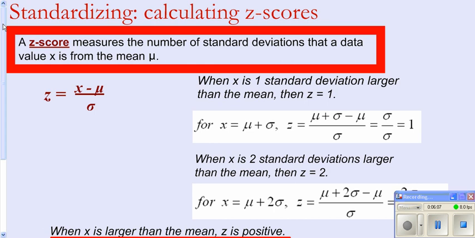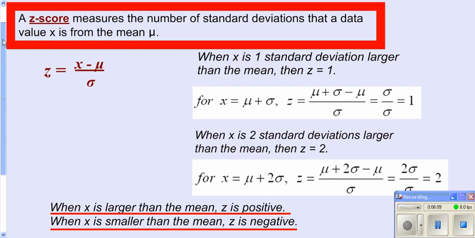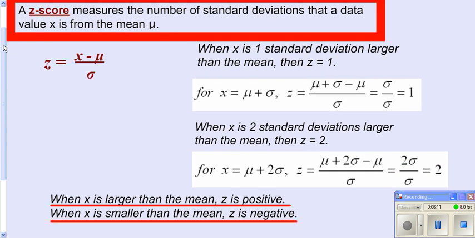Let's talk about z-scores. A z-score basically tells you how many standard deviations you are on each side of your mean. The formula for your z-score is always going to be your data value minus your mean over your standard deviation. If your data value is larger than your mean, then your z-score is positive. If your data value is smaller than your mean, then your z-score is negative.